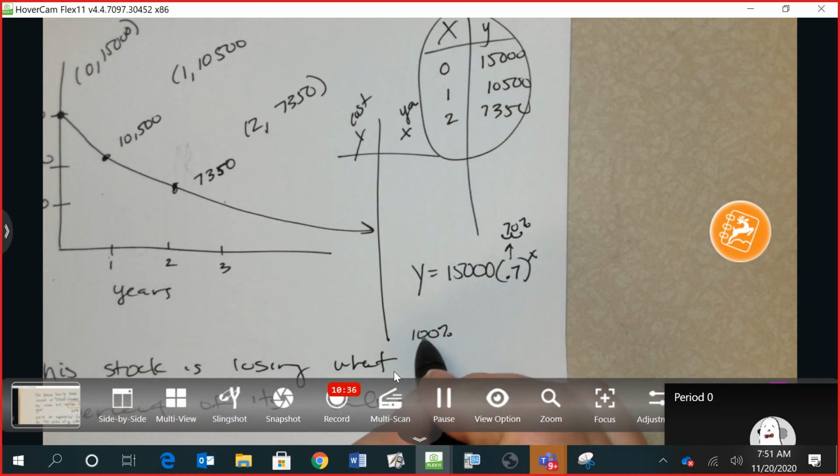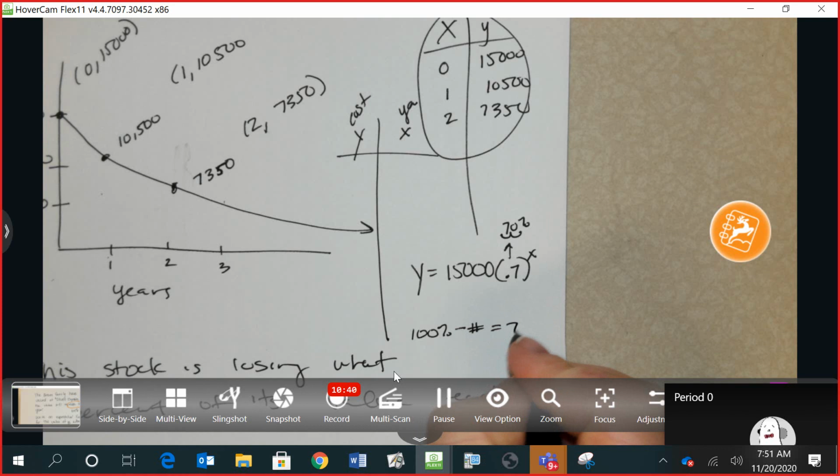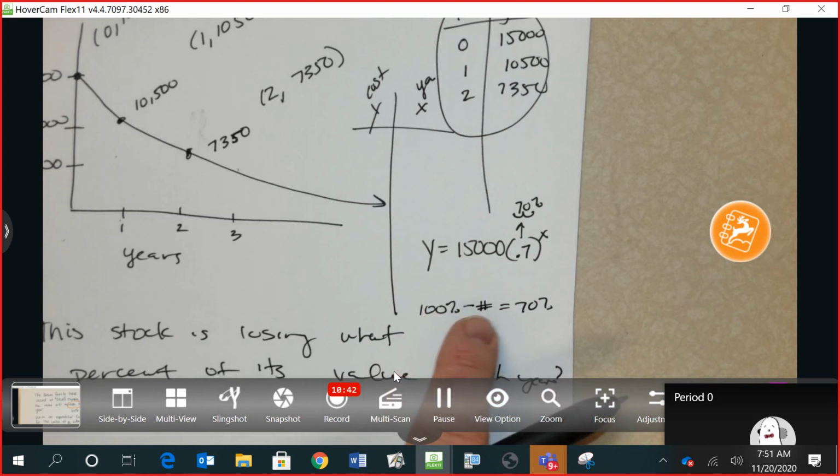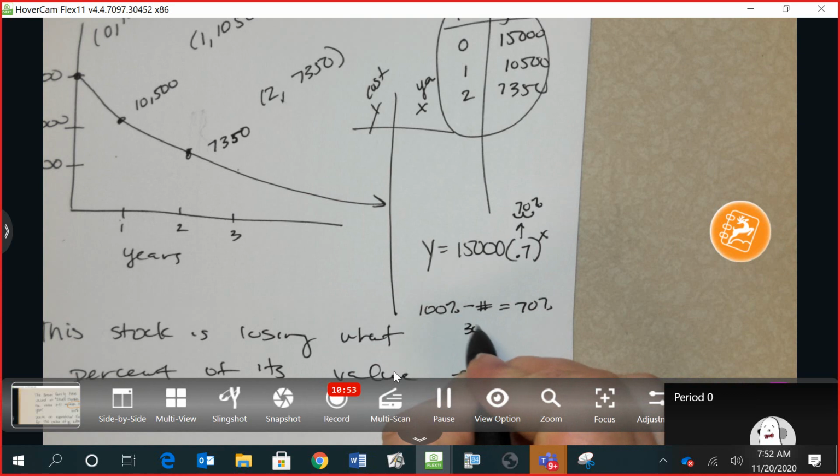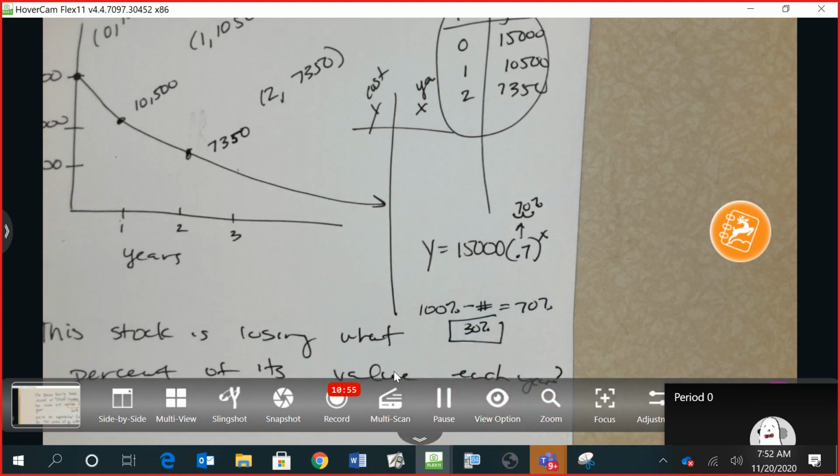So I know that 100% subtract some number is going to equal 70%. 100 subtract what gives you 70%? Well, think of it in dollars if percent's confusing. $100 subtract how many dollars gives you 70? And the answer is 30. This stock is losing 30% of its value each year.